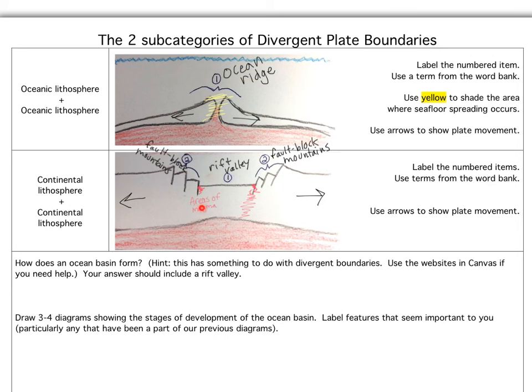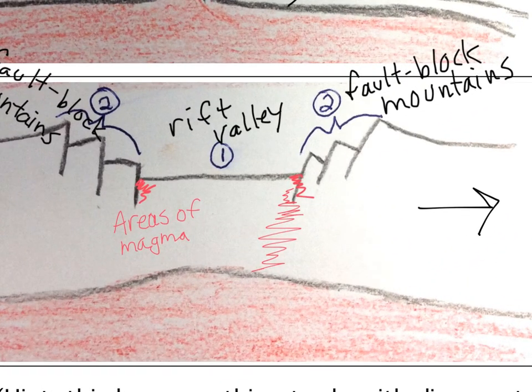Areas of magma can occur around in here. I'm sorry, this is new information to add in. The areas of magma can occur here as the plates get thinner. Some magma sort of seeps up in through the fault lines. We can also get some volcanoes. If there are going to be volcanoes, they'll be forming around here on top of these fault valleys in between the fault block mountains, possibly in the rift valley.